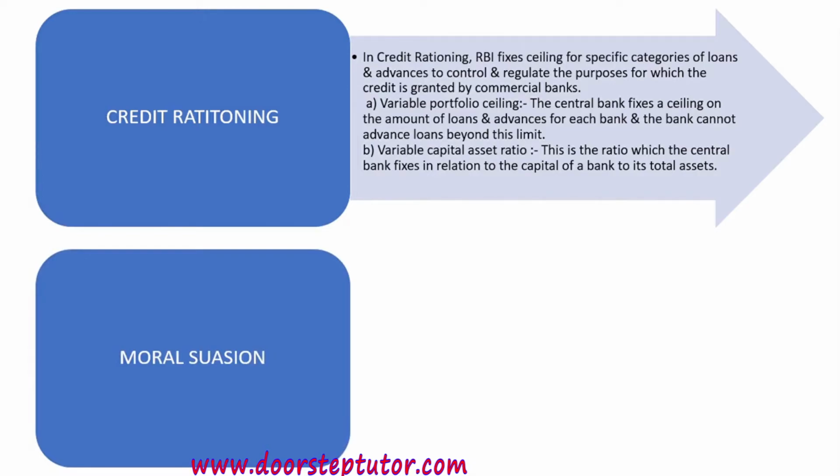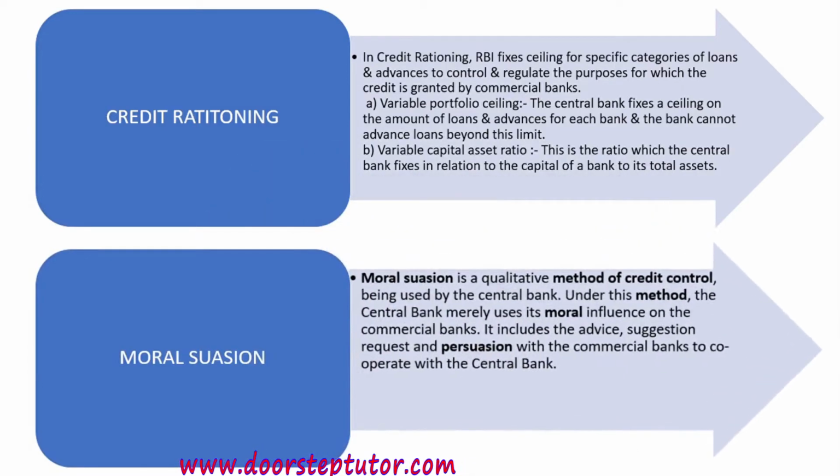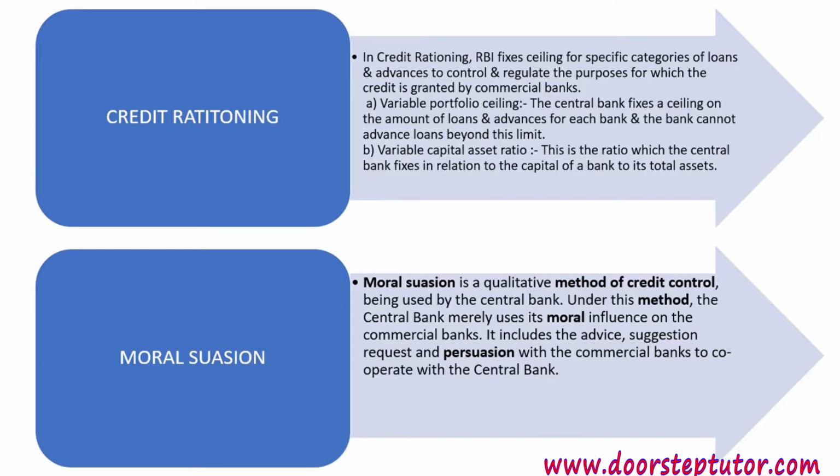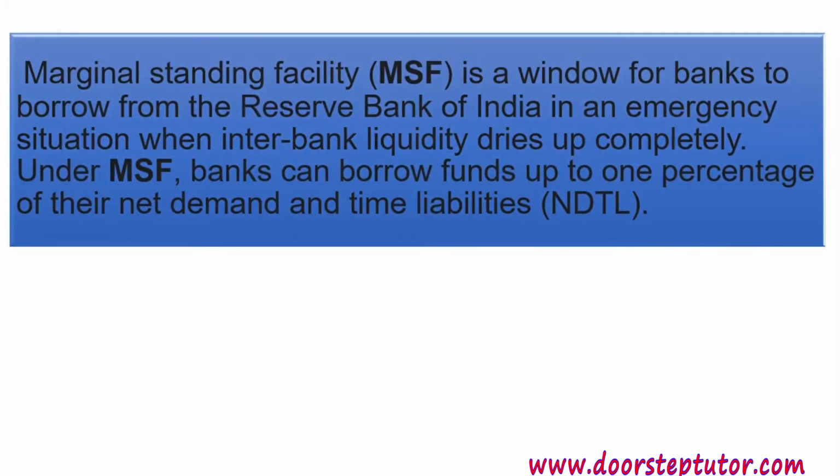Next is moral suasion. Moral suasion is a qualitative method of credit control used by the central bank to use its moral influence on the commercial banks. It influences commercial banks morally by using its advice, suggestions, requests. It persuades the commercial banks to cooperate with the central bank so that at any time if the commercial banks do not follow or they have any sort of issue, the RBI, as a measure of controlling commercial banks, uses the policy of moral suasion. Next is MSF.